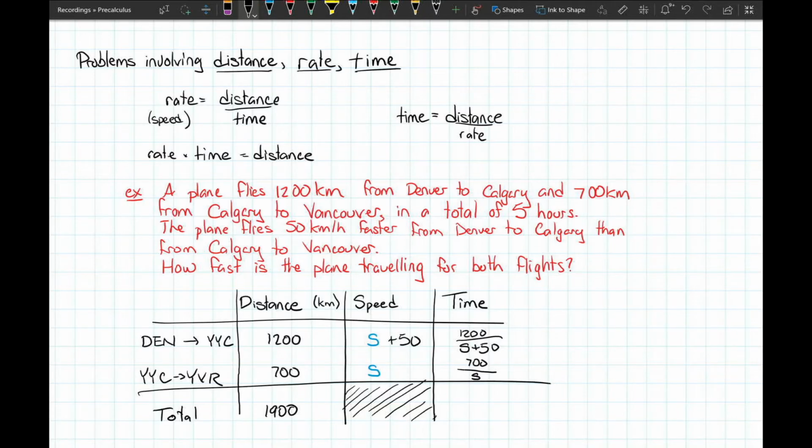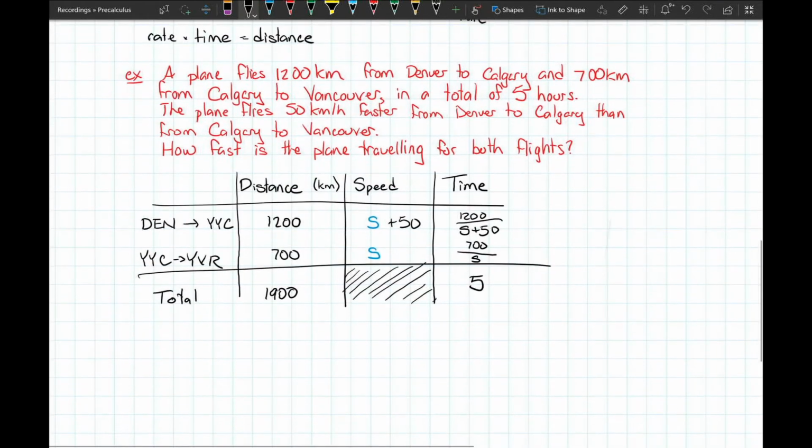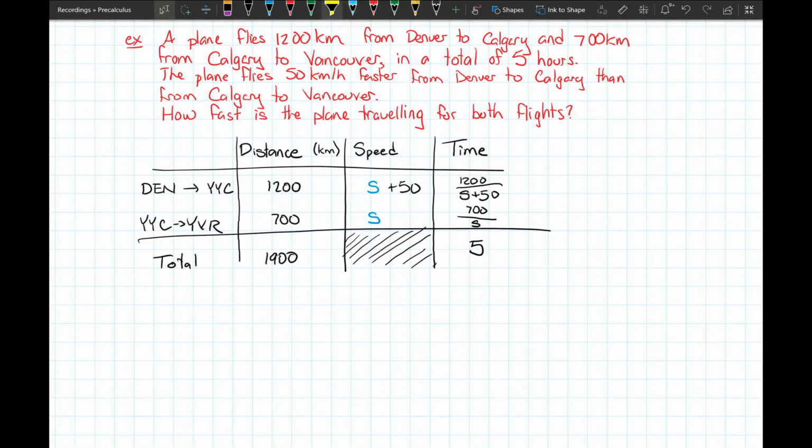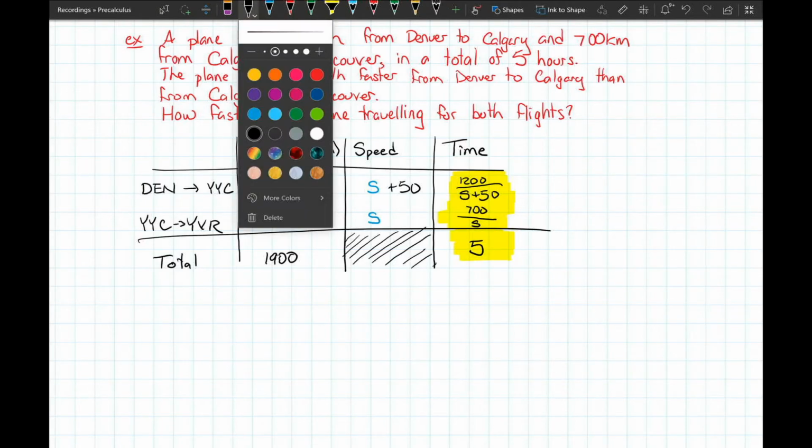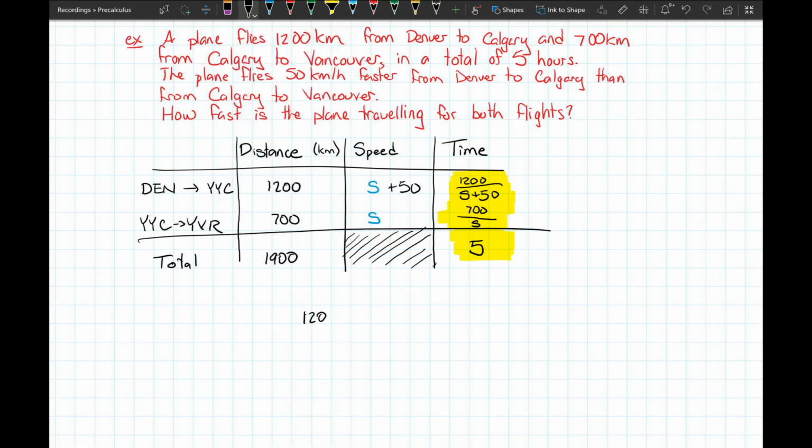Now, whatever those two times work out to be, the total time was 5 hours. We were given that information. And of course, we can add this and end up adding up to 5. So we'll end up being able to turn this into some sort of equation. This is going to be the equation with an unknown, but also we know what it's equal to. So we'll take that and write that out: 1,200 over S plus 50 plus 700 over S equals 5.